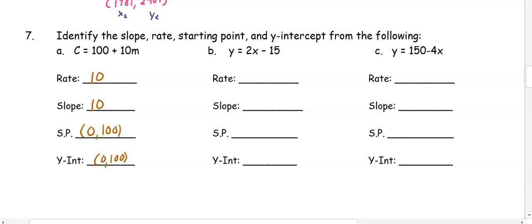In B, we have y equals 2x minus 15. So our rate and slope are going to be 2. Our starting point and y-intercept are going to be the number that's by itself, so 0, negative 15. In C, we have y equals 150 minus 4x. So our rate is negative 4, so is our slope. Our starting point and y-intercept are the number by itself, so 0, positive 150.